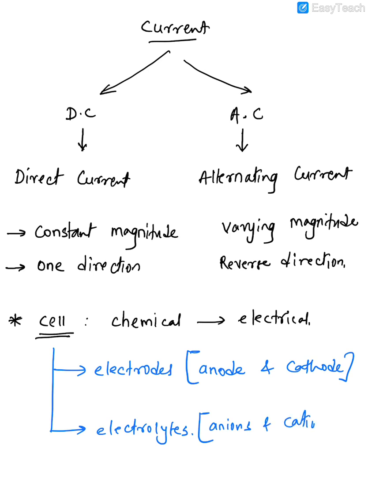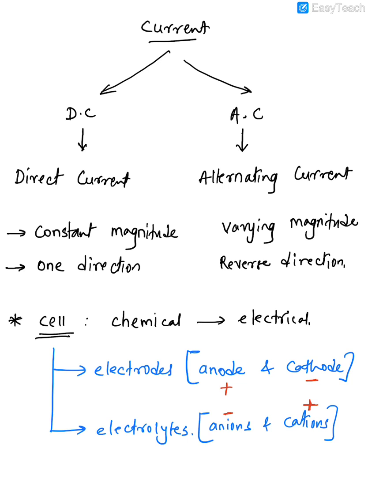This is actually not in your portion. Again, I'm just telling you for your knowledge. So anodes are positively charged, cathodes are negatively charged. Anions are negatively charged and cations are positively charged. So anions get attracted to the anode, whereas cations get attracted to the cathode, and probably that's how they have been given those names.